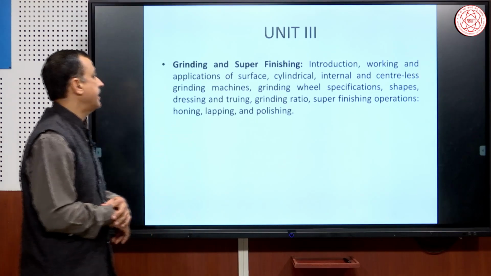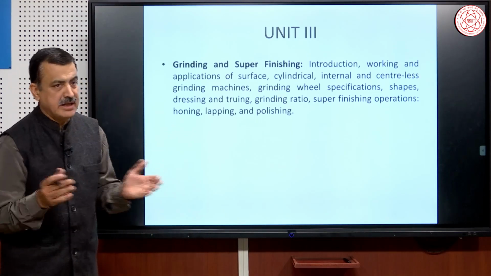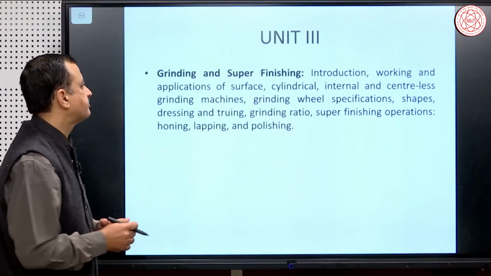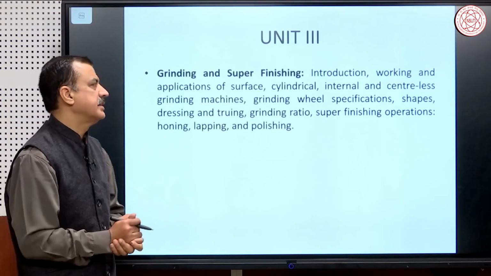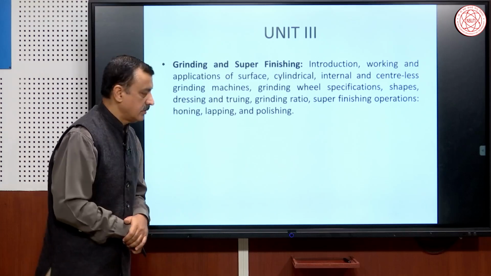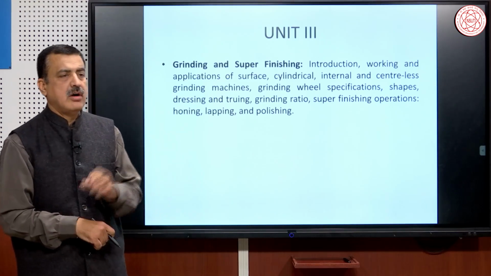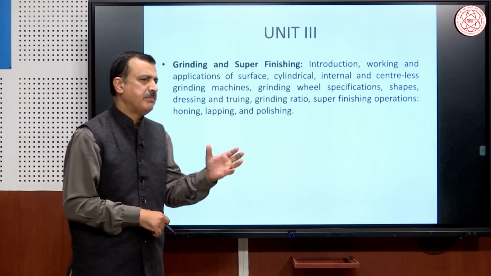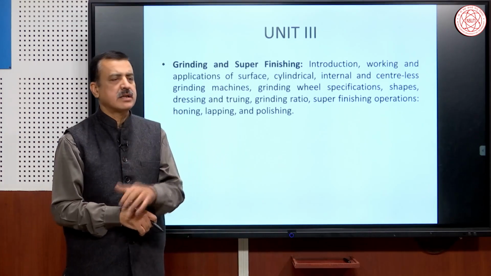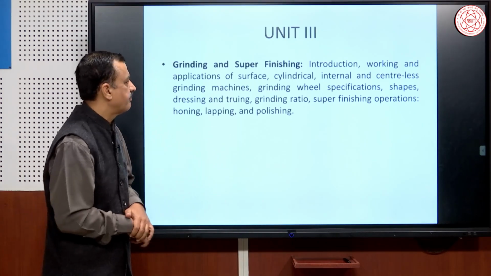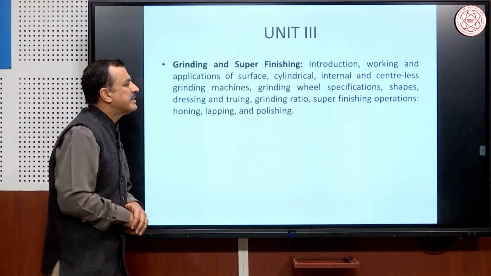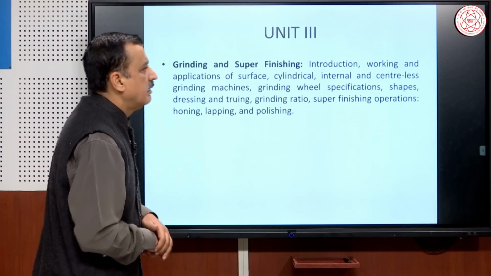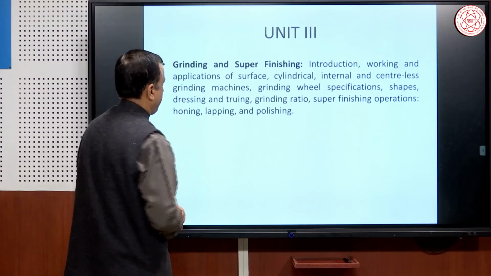So here we shall be studying the different types of grinding machines like cylindrical grinders, surface grinders, and centerless grinders, and then the terminology of the grinding wheel and its complete specification, which will help us to select a correct grinding wheel for a given application. Then there are other allied super finishing operations like polishing, buffing, lapping, and honing.